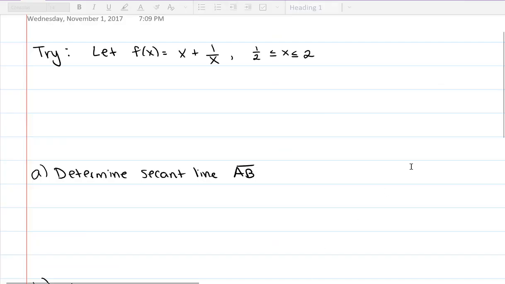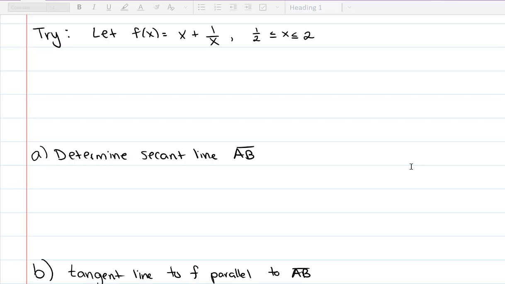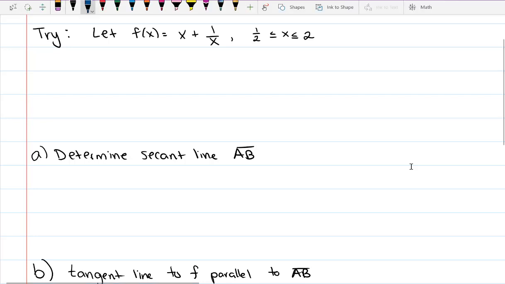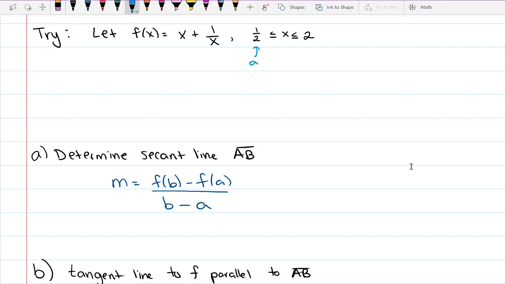So here we go. There's a couple things we're going to need, and we will figure out those pieces as we go. So we want to determine the secant line. To determine the secant line, we need to find its slope, and slope is f of b minus f of a divided by b minus a. So keep in mind that this is our a value, this is our b value.